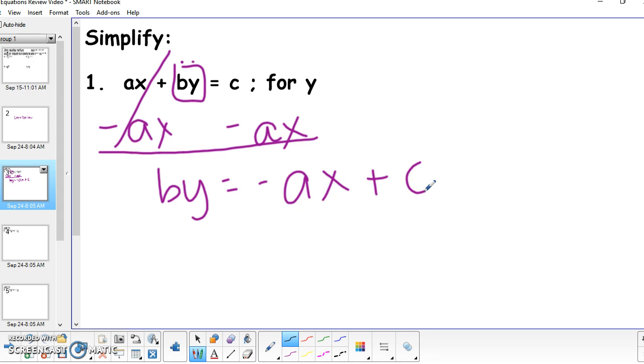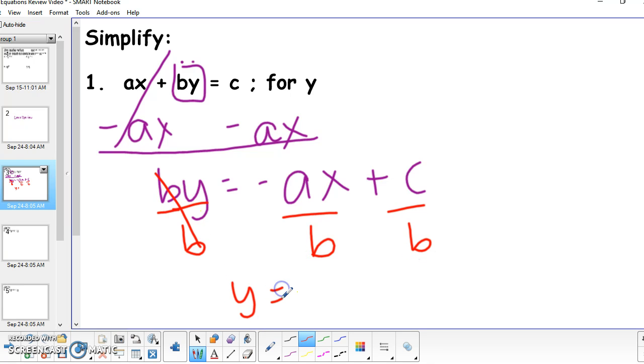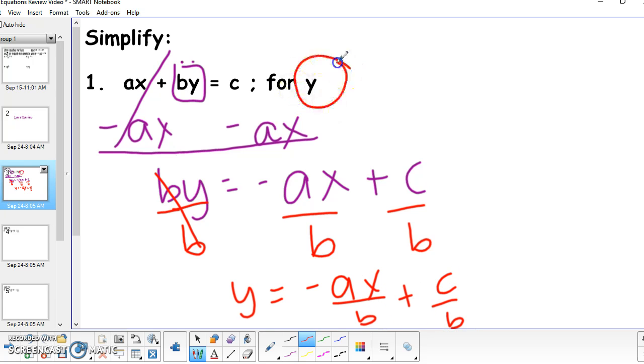Y is still not by itself. I noticed that it has this b here, and the operation is multiplication. So I'm going to divide everything by b because the opposite of multiplication is division. And now I have solved my literal equation for y. Check your answers to see if you got what I did, and compare and make notes if you need to for us to go over it together.